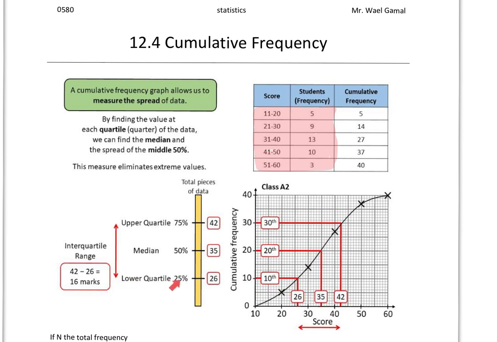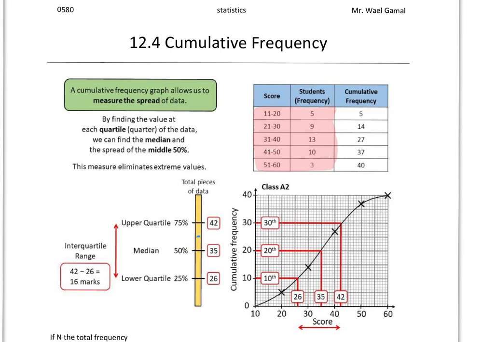So lower quartile, the value at 25%. Median, the value at 50% from the values. This is the starting for the values. After 25%, lower quartile. After 50%, we have the median. After 75%, upper quartile. In a similar way, we can find the value after 65%.